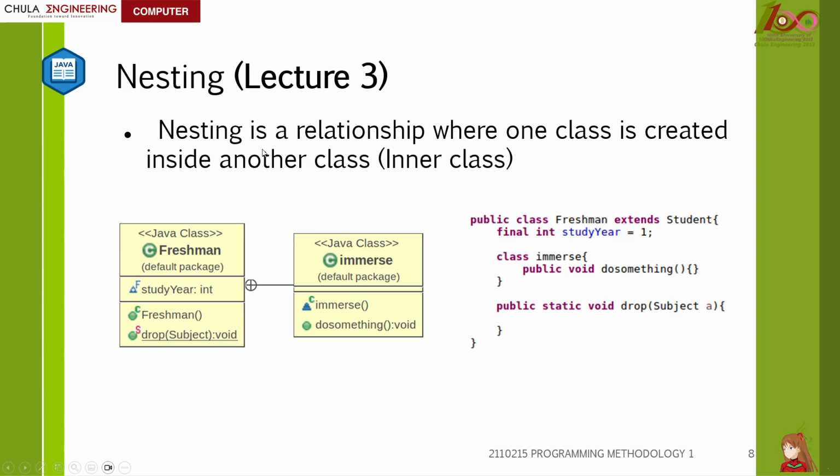Another relationship is nesting. Nesting is identified by this symbol. Okay. So it's a relationship where one class is actually created inside another, or you can call it an inner class. Okay. So in this particular example, a Freshman has the class Immerse inside. So Immerse is nested inside Freshman.